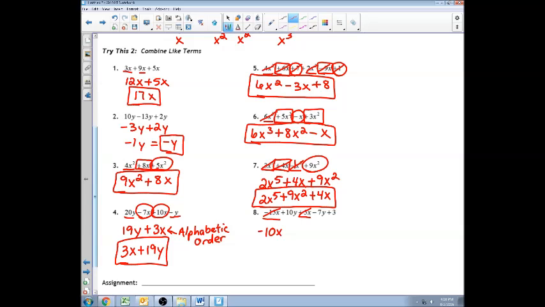Next thing I come to is a positive 10y. A positive 10y can be combined with this negative 7y. Well, 10y minus 7y would be positive 3y. Finally, I just have the plus 3. I'm going to go ahead and just write plus 3. That is correct. All right.